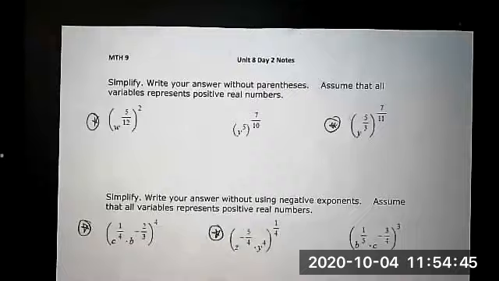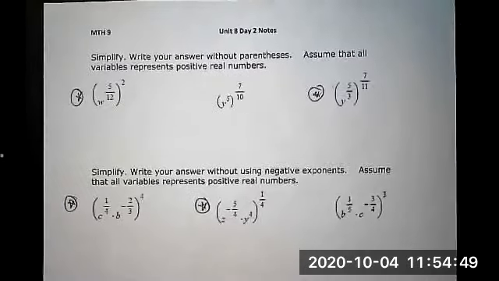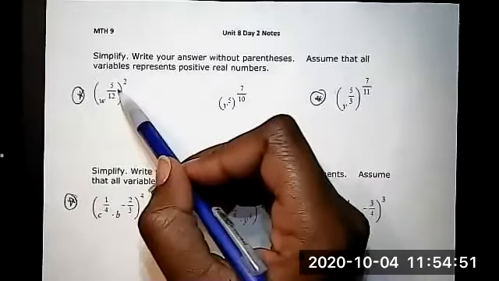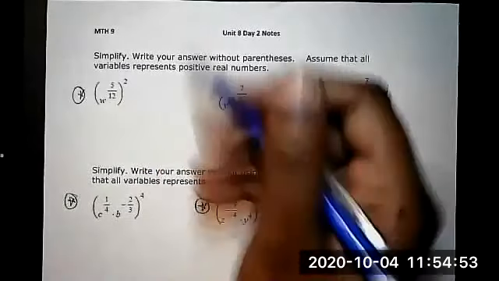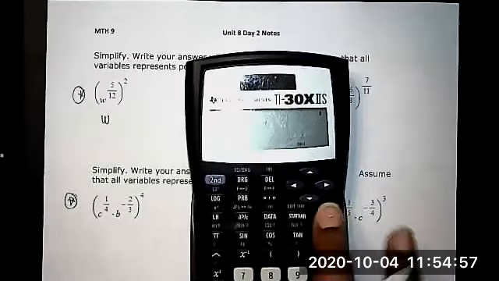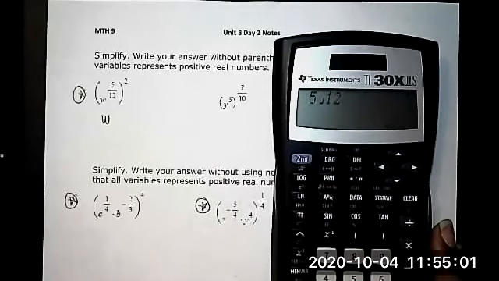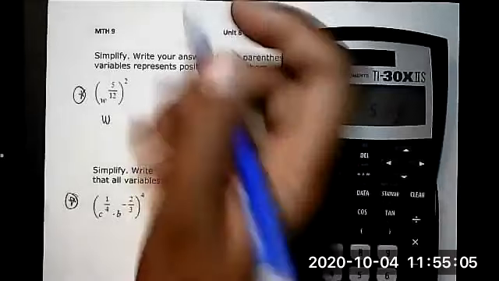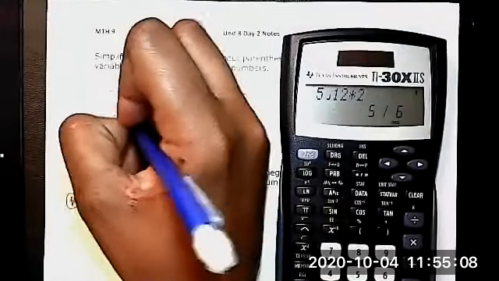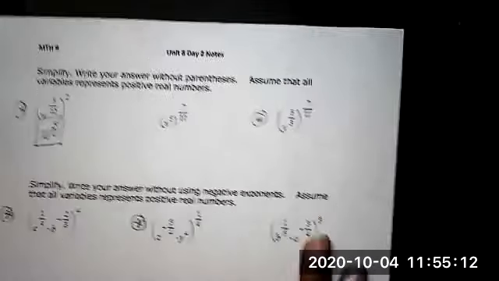So, writing your answers without parentheses, of course, with these, raising a power to a power, if you remember, you're multiplying those two. So basically you would take 5 over 12 and multiply that times 2, and I get 5 over 6. So W to the 5/6, just kind of helping you to remember exponent rules.